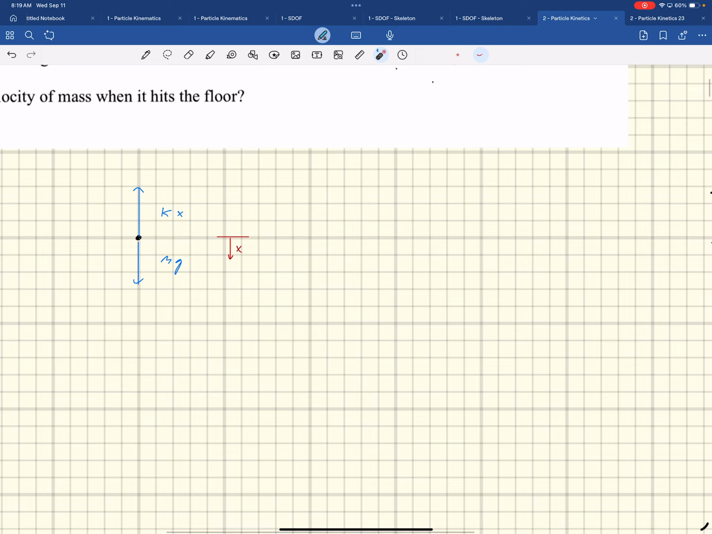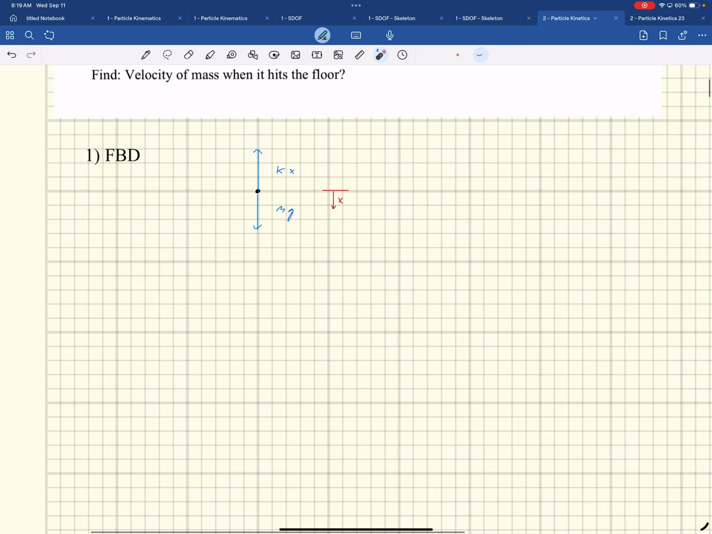Okay, that's it. Those are our forces. That's the only forces we have acting on that particle. Isolated particle, put our forces in, put our x in there. Step 2, equations of motion.